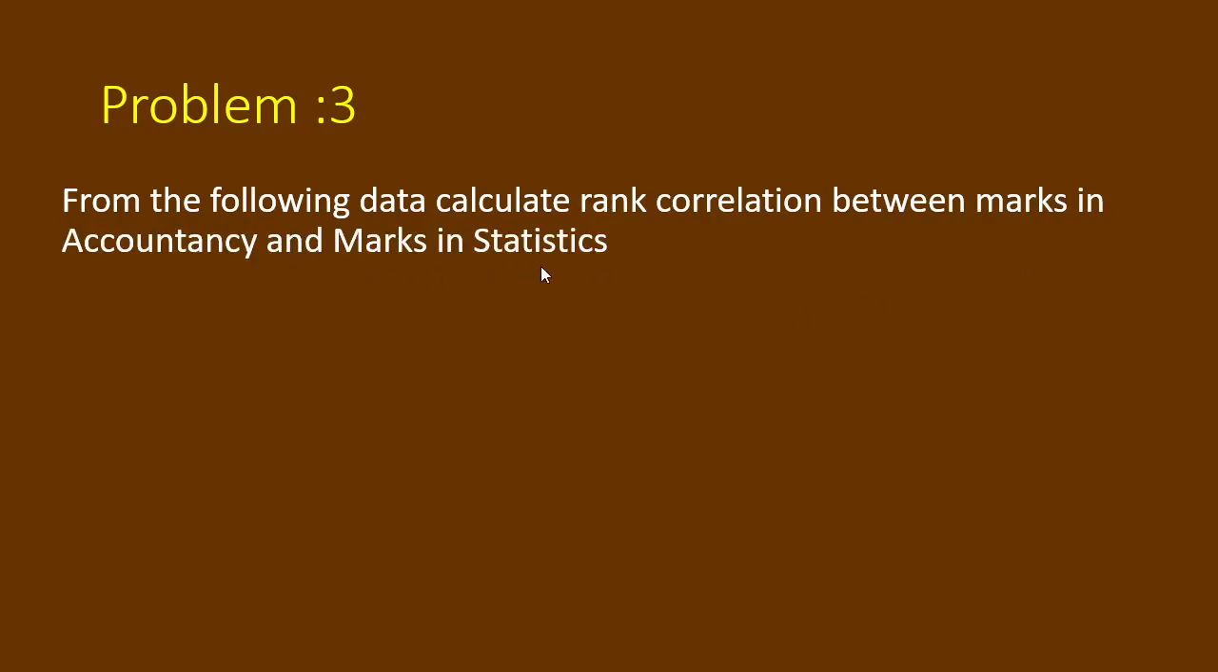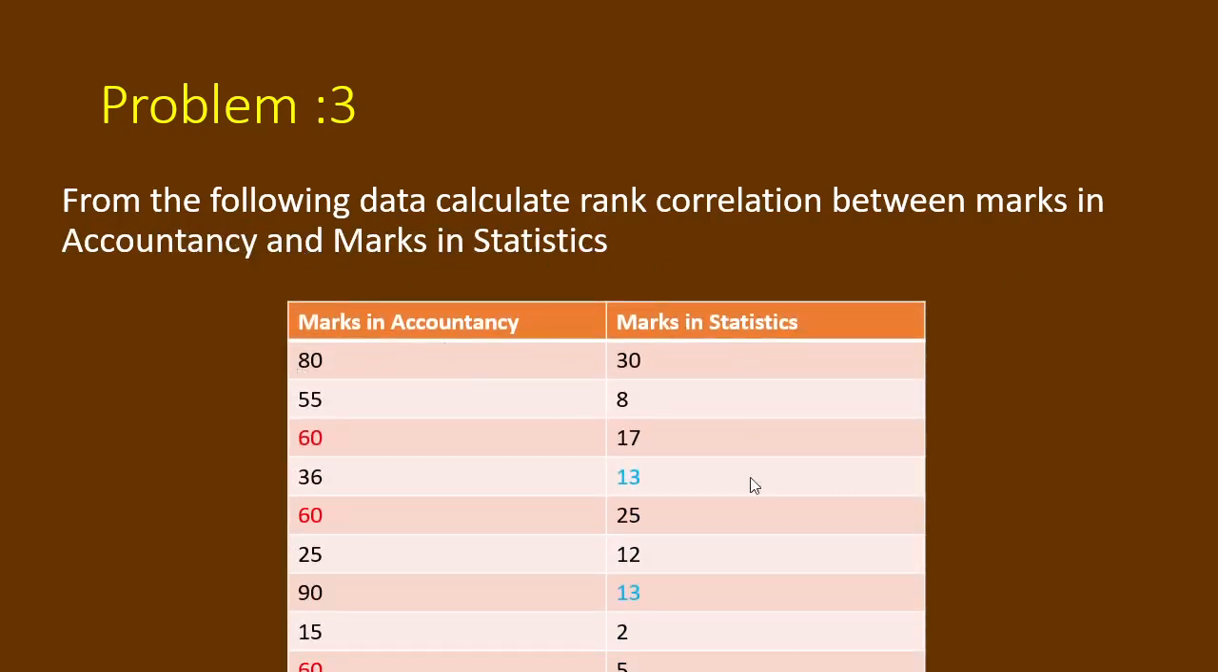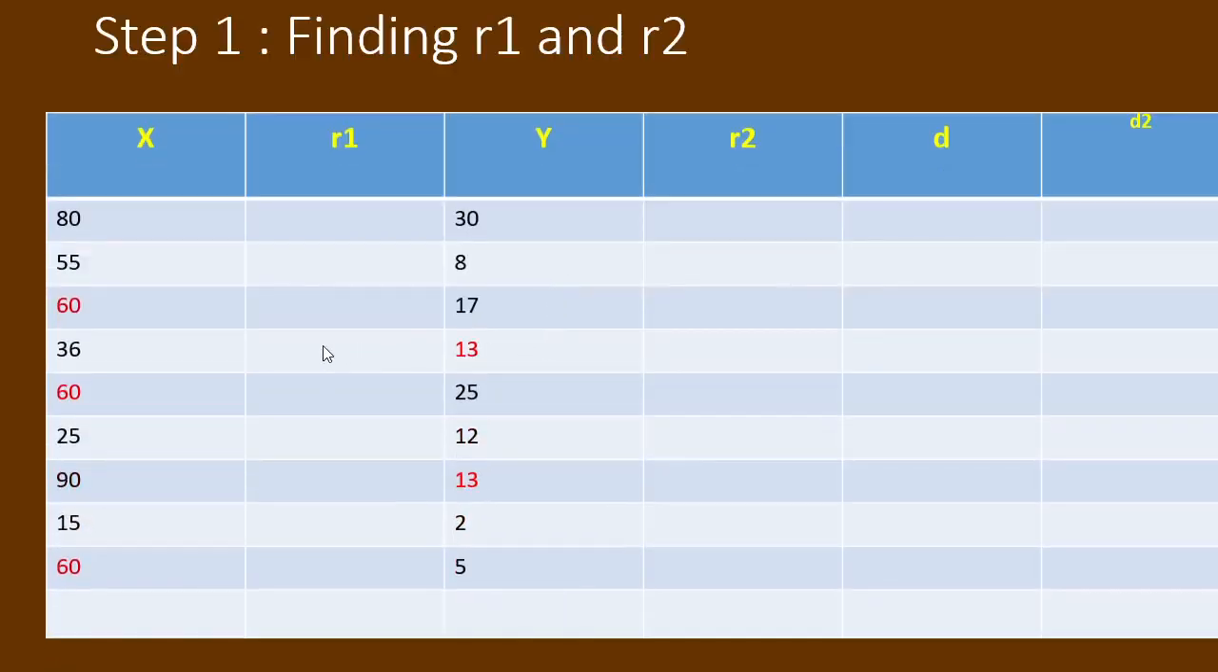The two variables they have given are marks in accountancy and marks in statistics. So they have given the data here. For this, we need to calculate rank correlation. As far as rank correlation, we know that we need to prepare a table like this. So here X values as they have given and Y values, marks in accountancy and marks in statistics of 9 students.